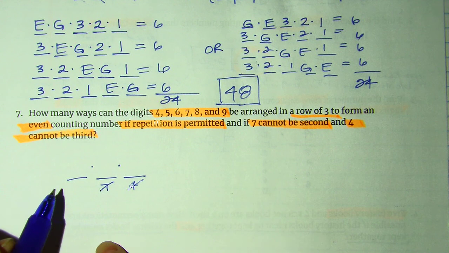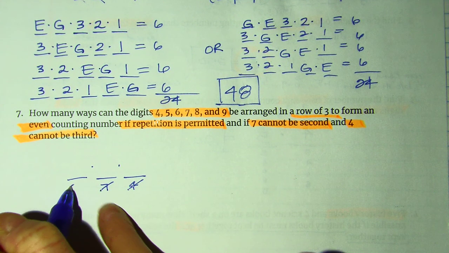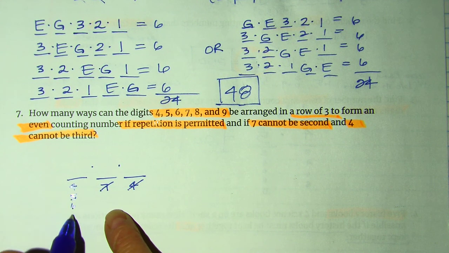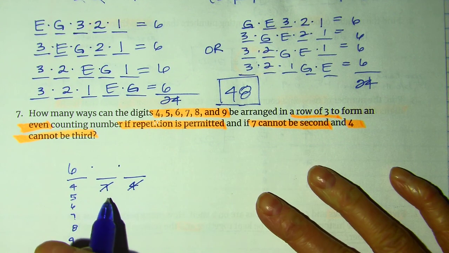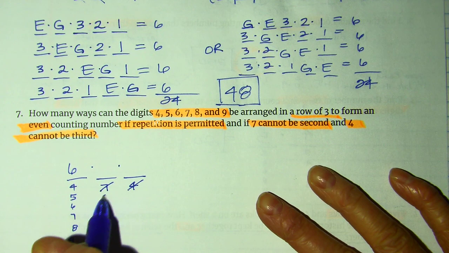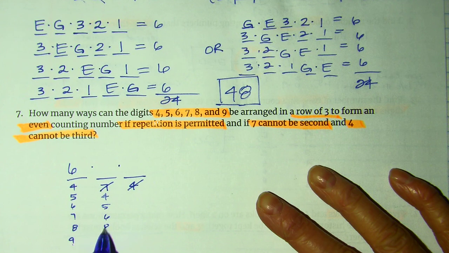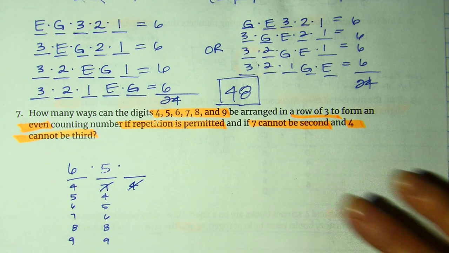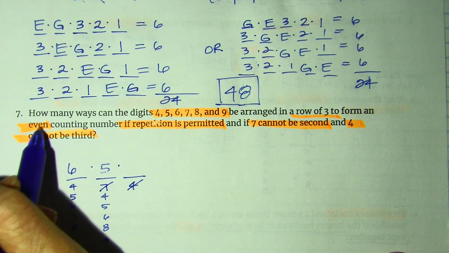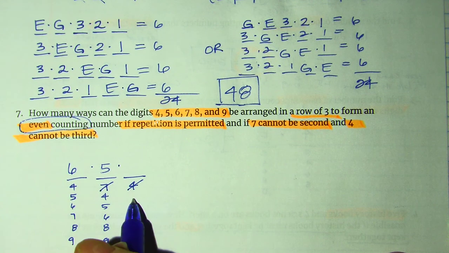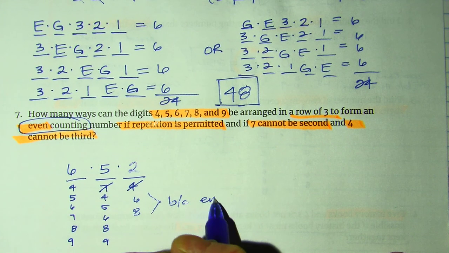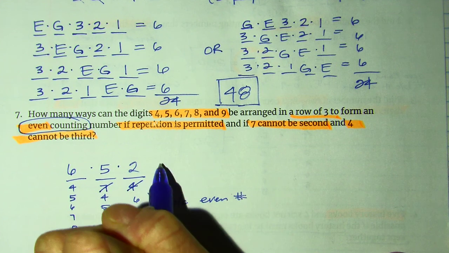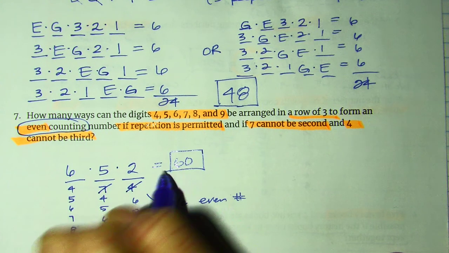And so what could go here? 4, 5, 6, 7, 8, and 9. So 6. How many could go here? Well, everything but 7, right? So 4, 5, 6, 8, and 9. So that's 5. Now this says even. So the only thing that could go here is 6 and 8 because even number. So that would give me 60 total options.